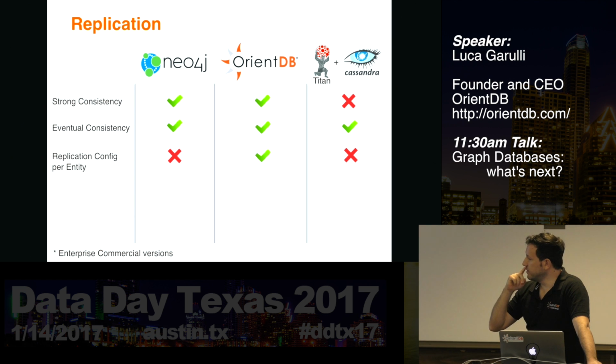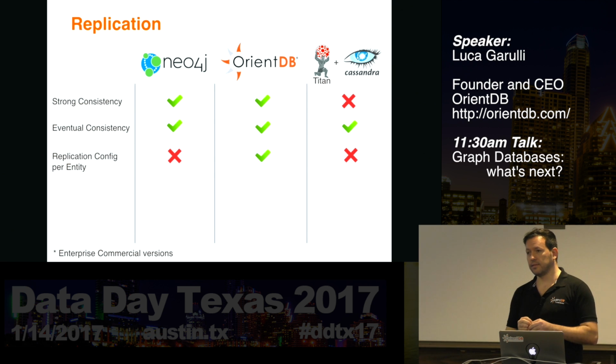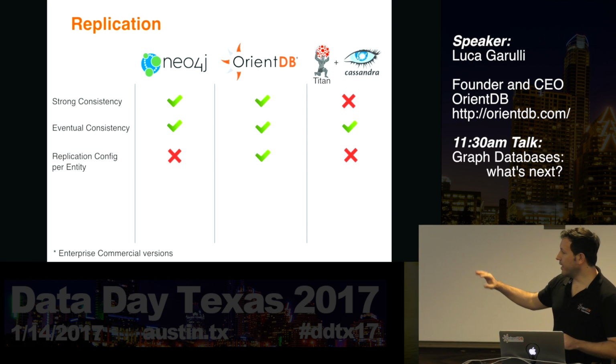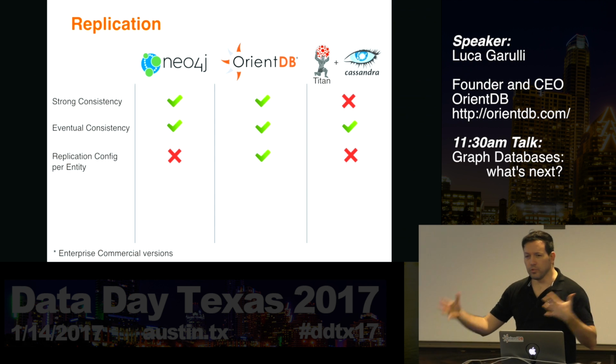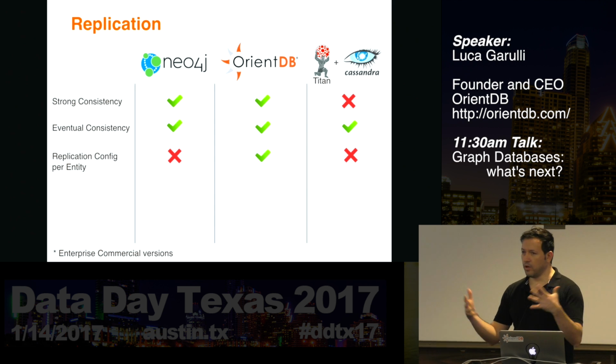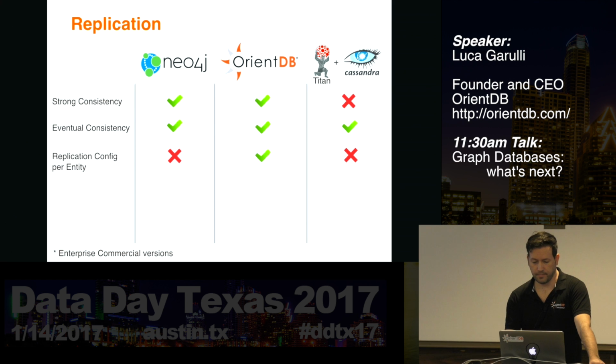Replication configuration per entity. This is something that I found only in OrientDB, so you can define that for the class customer, for example, I want write quorum 3 and asynchronous replication. So you can define per single class what kind of replication you want. I cannot find the same configuration for Neo4j and Titan. So all the settings are global to the database. But this becomes more important when you have a multi-model database, as we will see later, where you host not only the graph but also other entities. So you want a different configuration based on different use cases in the same database.